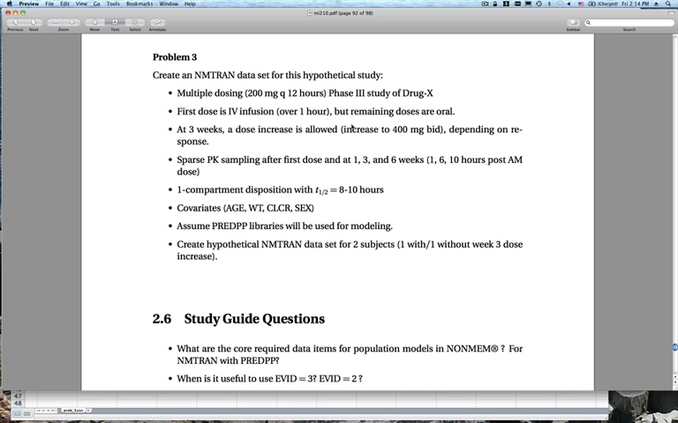The reason we need to know the half-life is to determine whether or not we might want to model this using steady state. If, for example, all doses are administered for 5 half-lives or so before any observations are taken, then we might want to just advance the system up to steady state and not bother coding all of those doses. That's why I gave you an idea for the system half-life. We've got some arbitrary covariates. We're going to use PRED-PP. And again, I wanted to create a hypothetical data set, one with and one without that 3-week dose increase.